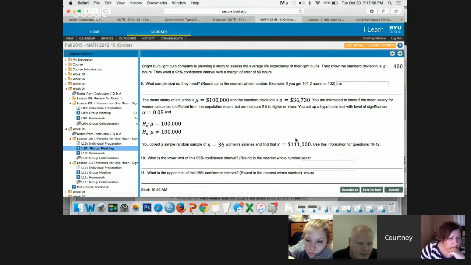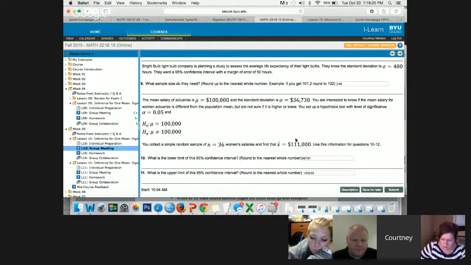You set up a hypothesis test with a level of significance of alpha equals 0.05, and your null hypothesis is mu equals 100,000. Your alternate hypothesis is that it's different. So you collect a simple random sample of n equals 36 women's salaries and find that the sample mean is 111,000. What is the lower limit of this 95% confidence interval?